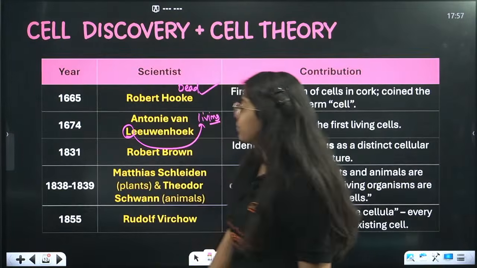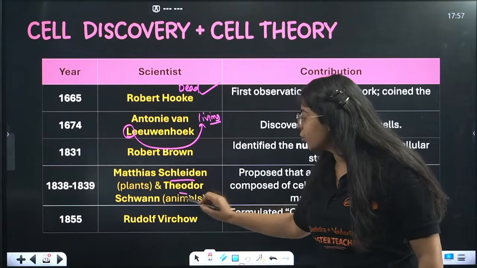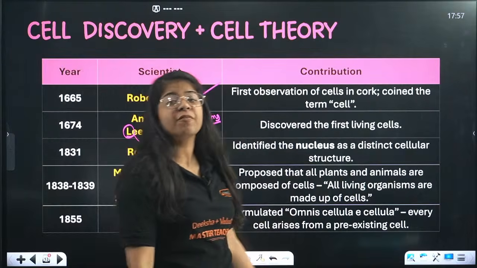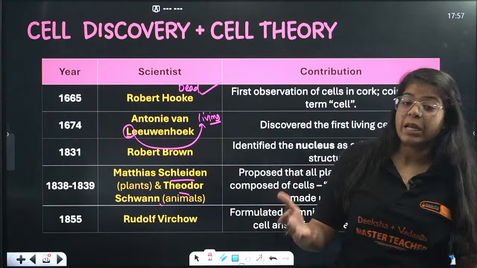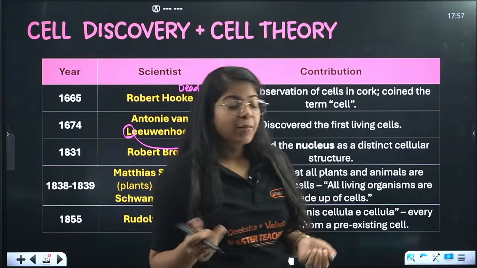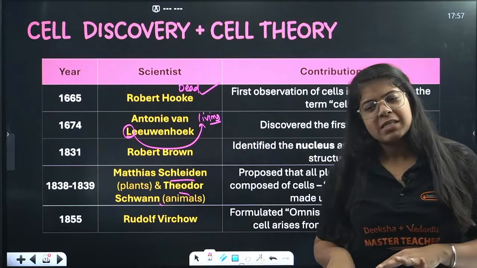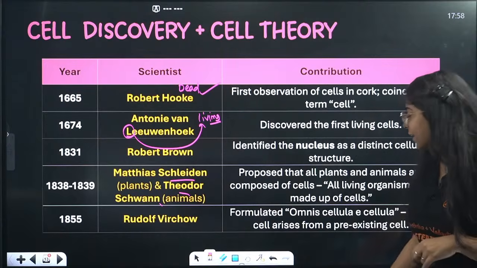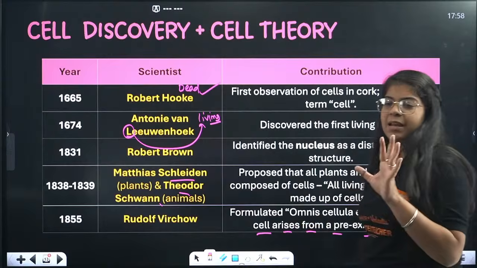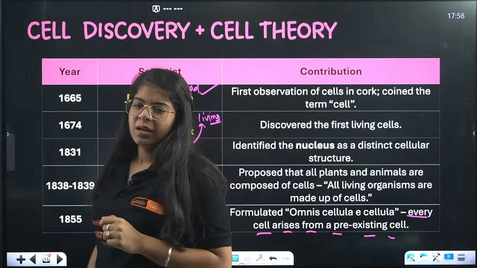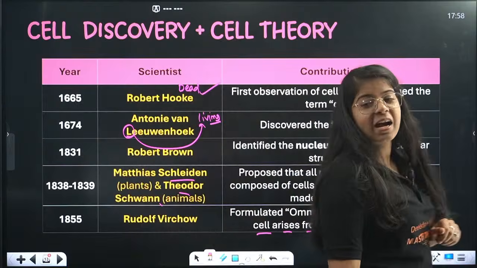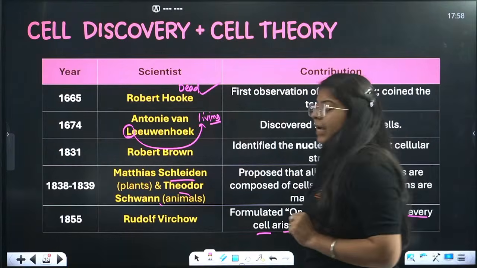Go away. Okay. Then Matthias Schleiden and Theodor Schwann came. Schleiden said that all plants are made up of cells, but Schwann said that all animals are also made up of cells. So eventually they're saying that everything on the earth is made up of cells. But Rudolf Virchow came and he said omnis cellula e cellula, which means every cell arises from a pre-existing cell. Okay, done.